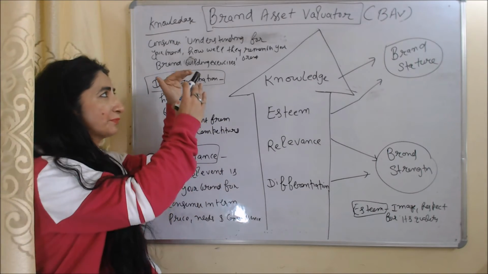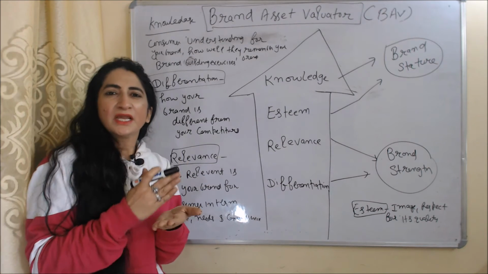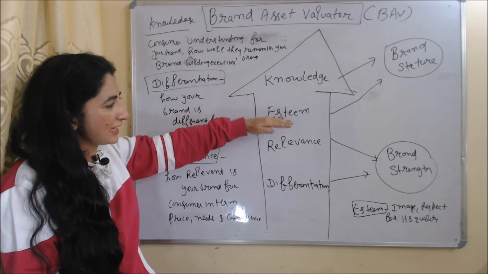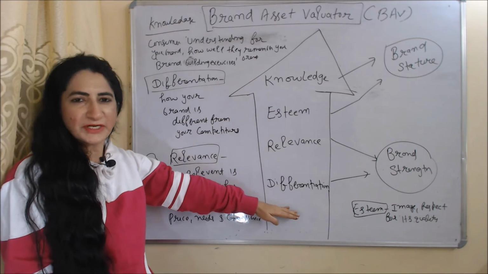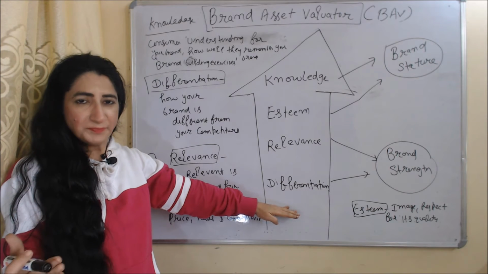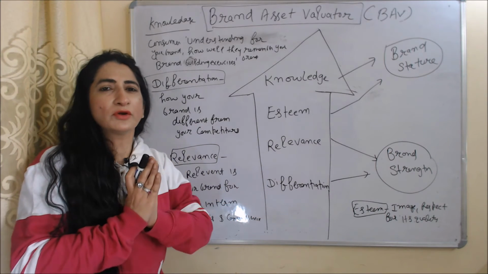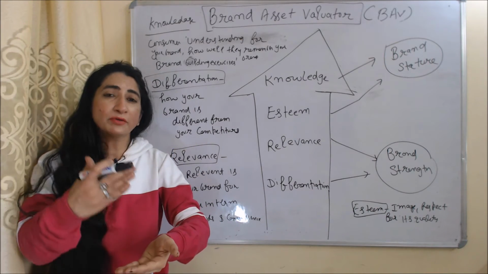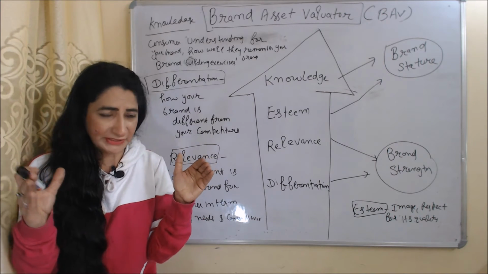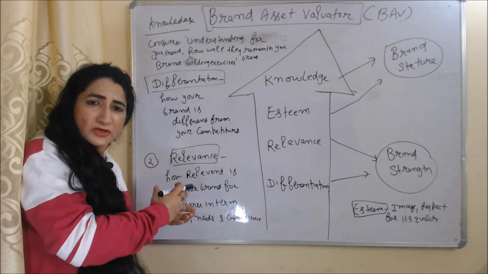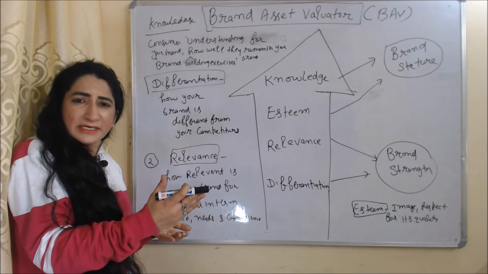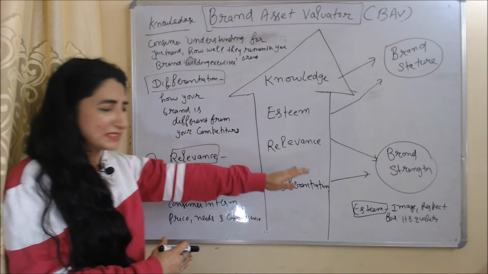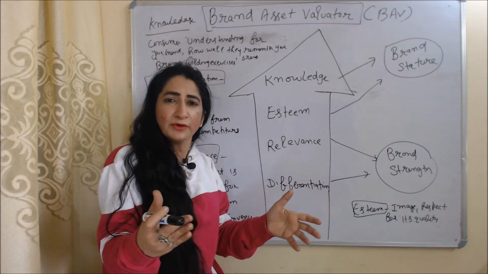Now we are going to talk about the Brand Asset Evaluator model, in short the BAV model. This model consists of knowledge, esteem, relevance and differentiation. Differentiation means how your brand is different from your competitors. Relevance measures whether your product is relevant for the consumer in terms of price, needs and convenience. Next is esteem. Esteem is the image or respect for your product for its quality.